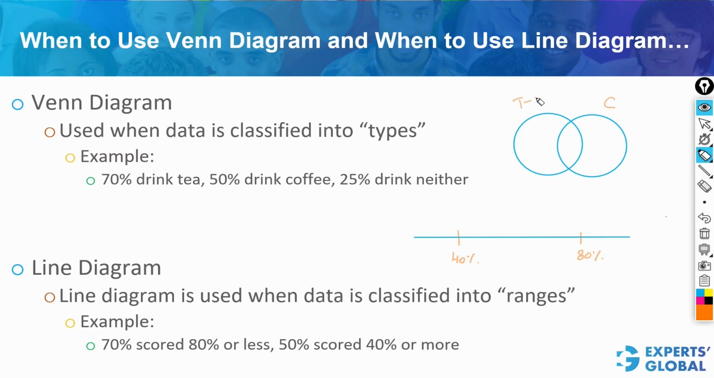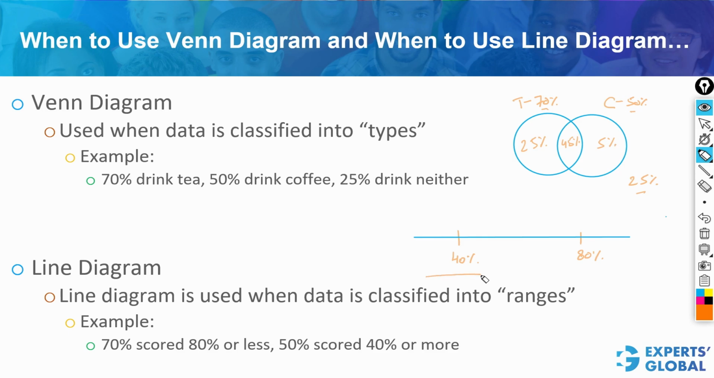You see tea 70%, coffee 50%, neither 25%. Sum of these three values is 145%. That means 45% must be the overlap. Therefore, 25% comes here and 5% comes here. The Venn diagram is complete and we should be able to answer all the questions based on it.